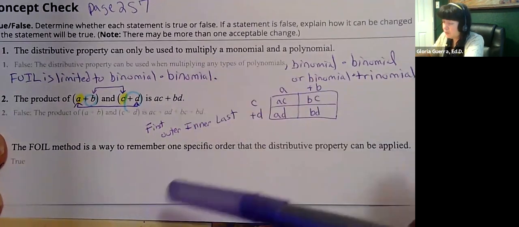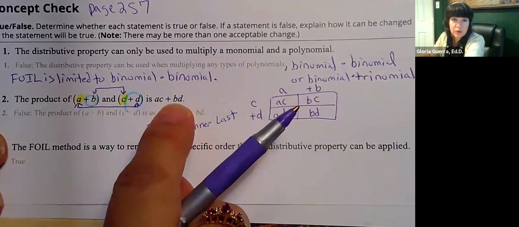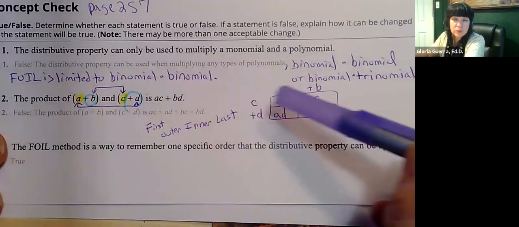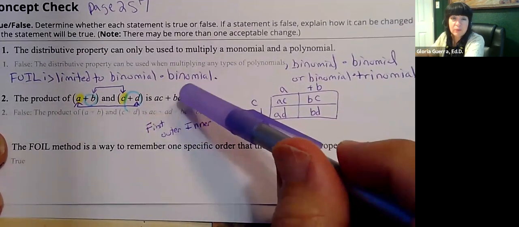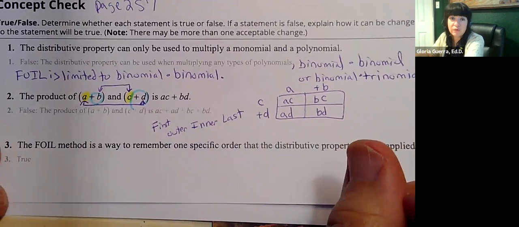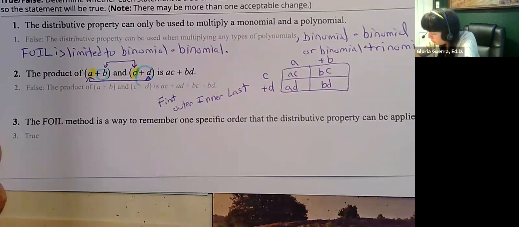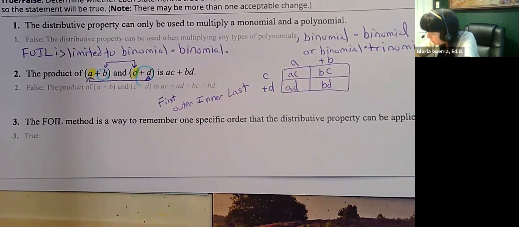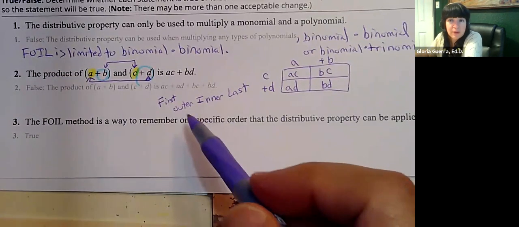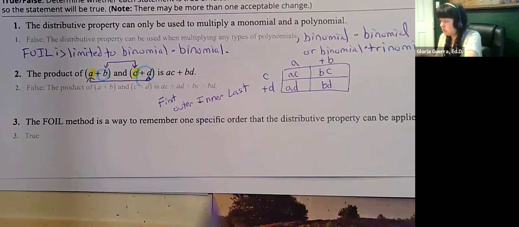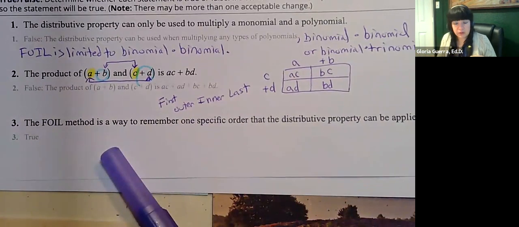So what happened here is they only did 2 products. You need 4. 1, 2, 3, 4. And that's a mistake students make when they're learning. They don't do enough of the product. So just be careful. And then number 3, the FOIL method is a way to remember one specific order that the distributive property can be applied. Yeah, that's true. That's what I was doing. First, they read my mind. First, outer, inner, last. So yeah, it's another way to set that up. Okay, so that's fine.